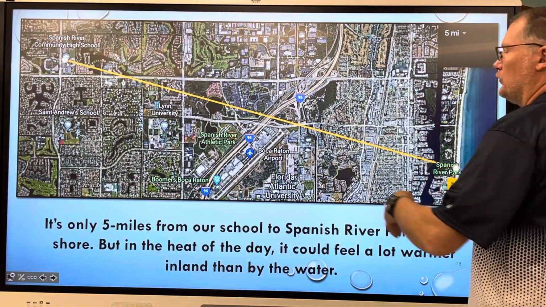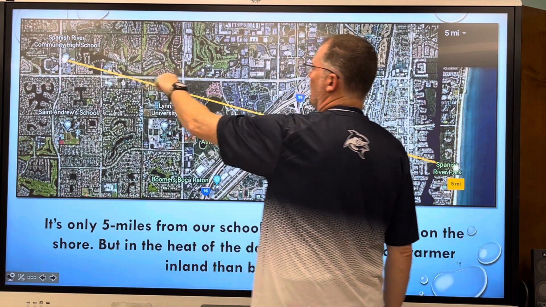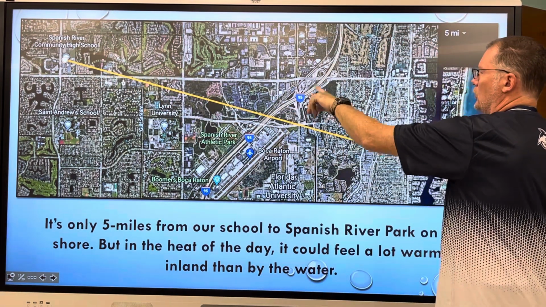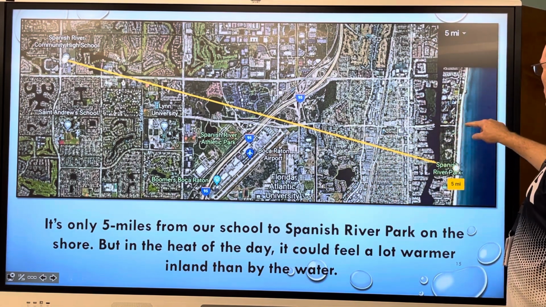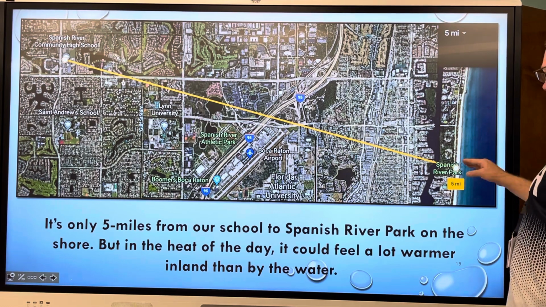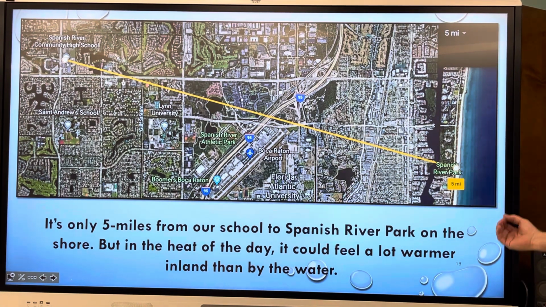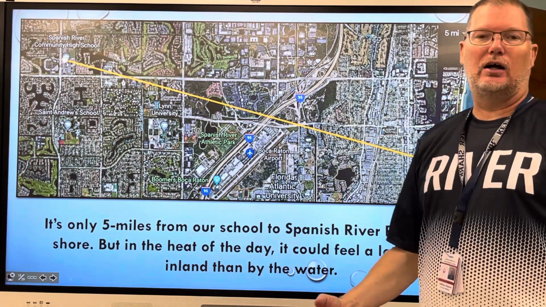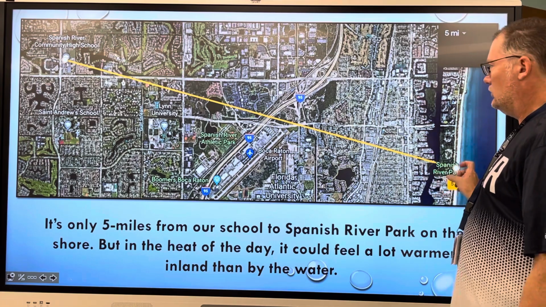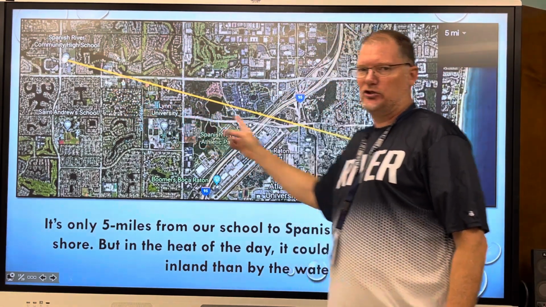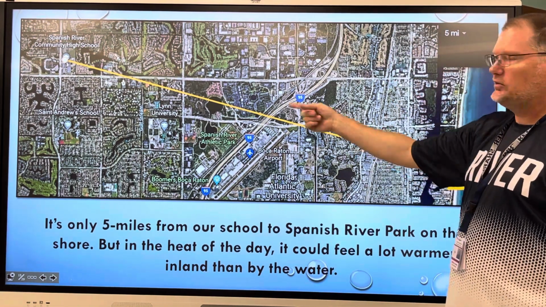It's only 5 miles from our school here, Spanish River Community High School, on the corner of Jog and Yamato. Take Yamato all the way, maybe take some other side roads, cross 95, go over the bridge, and then you're right at Spanish River Park. As the crow flies, it's only about 5 miles, but in the heat of the day, we're going to feel a lot different. In the middle of the summer, when you went to the beach, it was cooler, definitely. Just go a short distance. It's amazing.